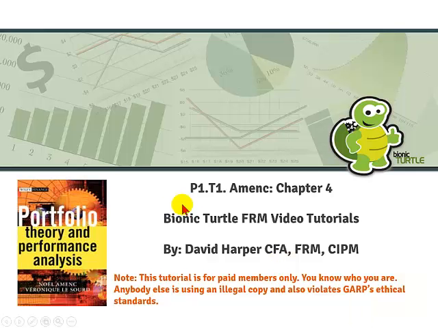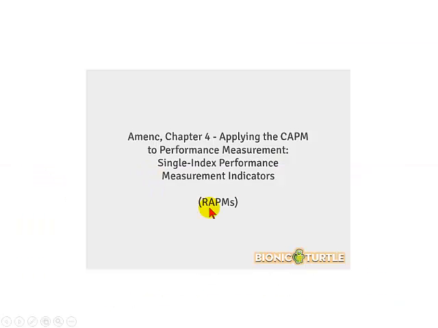Hi, this is David. Welcome to Part 1, Topic 1, Amenc Chapter 4 as part of the Part 1 readings. And this really refers to what I sometimes call the risk-adjusted performance measures, or RAPMs.